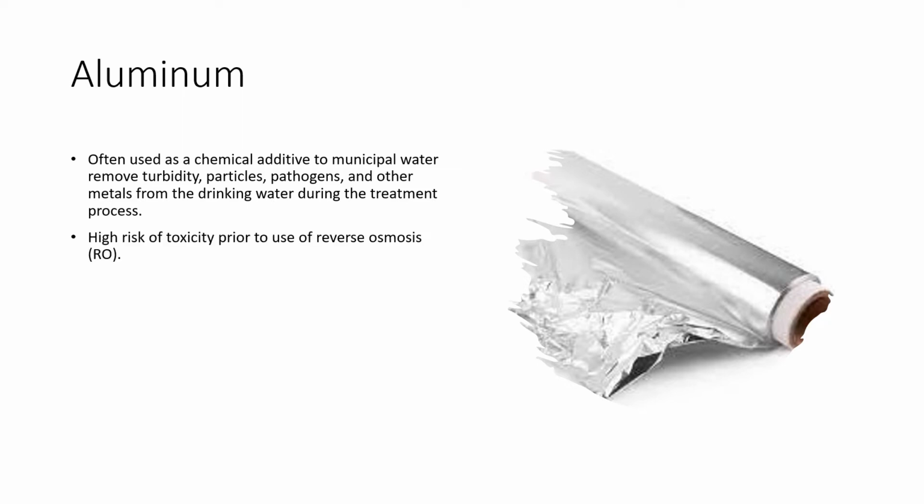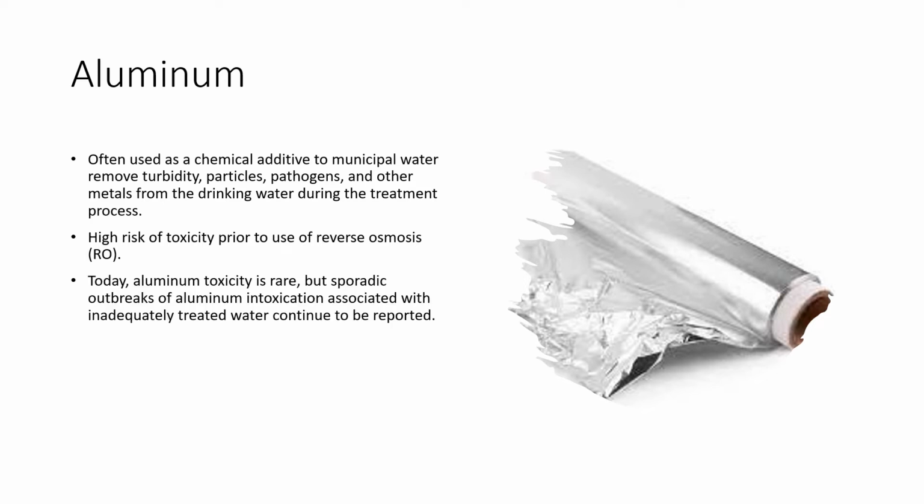Prior to the widespread use of reverse osmosis in the treatment of water, hemodialysis patients were at risk of chronic exposure to aluminum. Today, aluminum toxicity is rare, but outbreaks do occur, associated with inadequately treated water, particularly if there's failure of the reverse osmosis membrane.